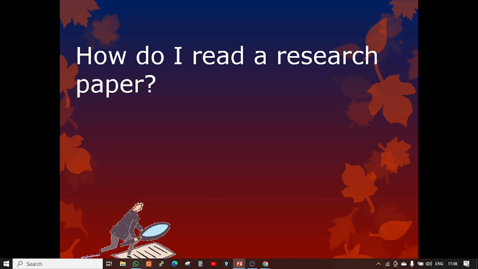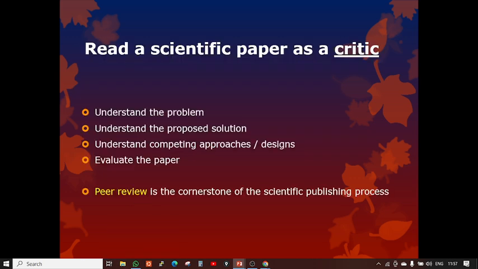Then how to read a research paper? I already told you, before writing you read some papers, so you have to understand the reader's mindset before the writing mindset. As a good writer, you have to become a good reader. So how to read a good research paper? What are the main things? Read a scientific paper as a critic. This is the main theme behind being a good reader.